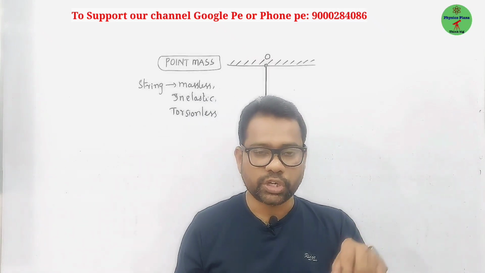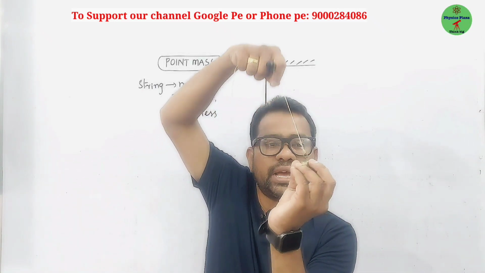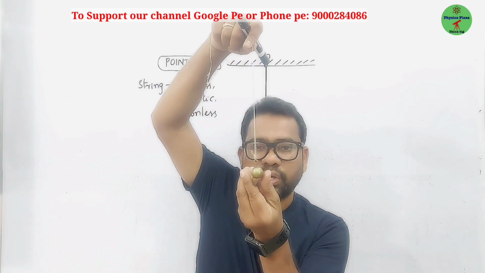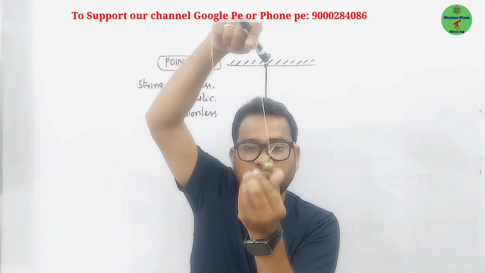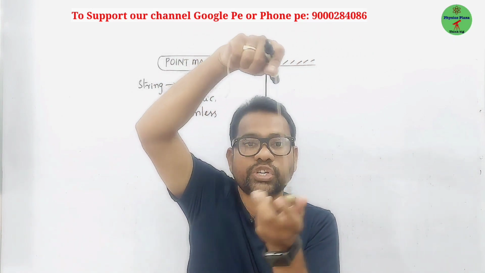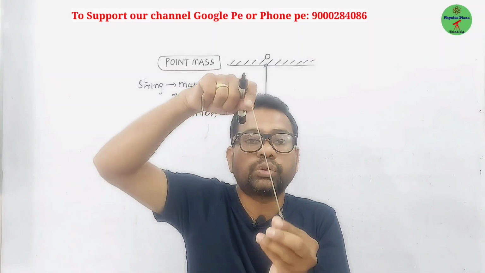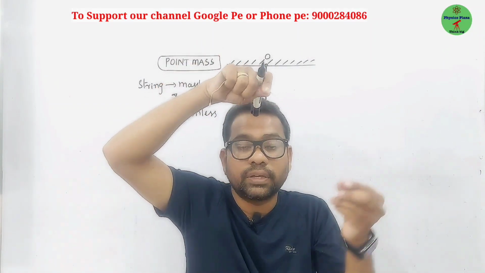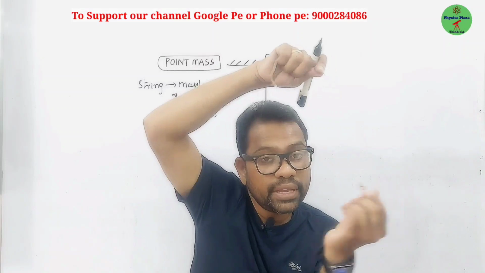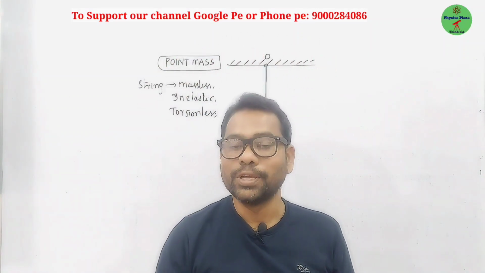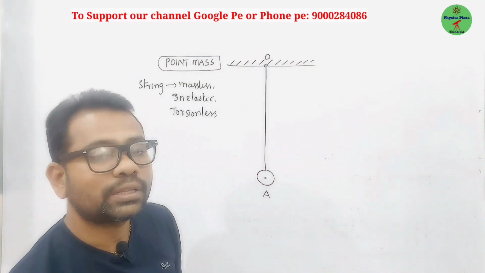What if it has a torsion? It means it has some rotation like this. So it will be oscillating and at the same time rotating. Make sure it does not have a torsion, so that it will only oscillate. It won't have any rotational motion. Such a kind of string we can call the ideal string.